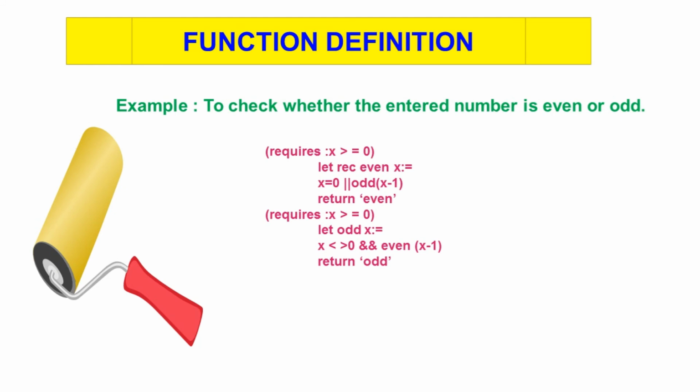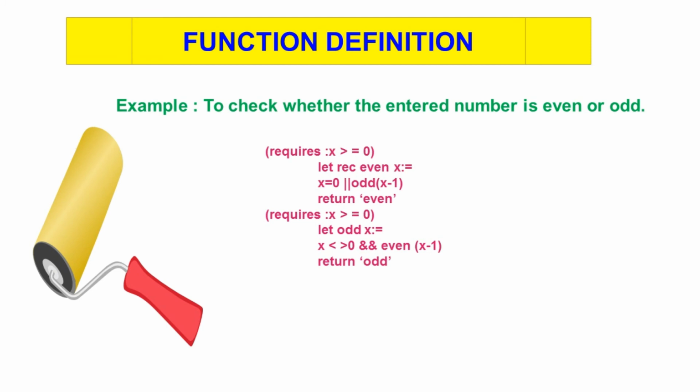So here the program requires x greater than or equal to 0. Let rec even x equal to 0, odd of x minus 1, return even. And next, requires x greater than or equal to 0. Let odd x is 0 and even of x minus 1, it returns odd.